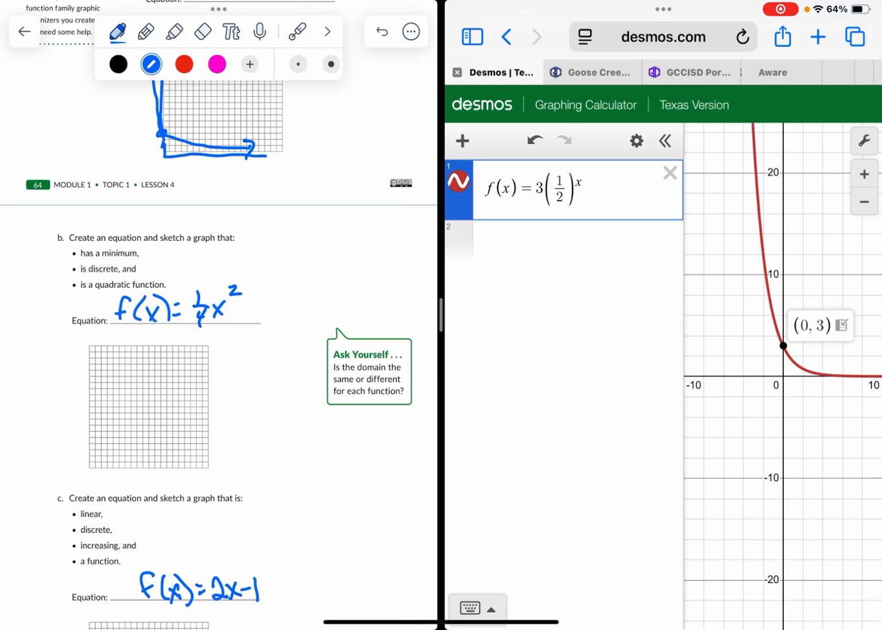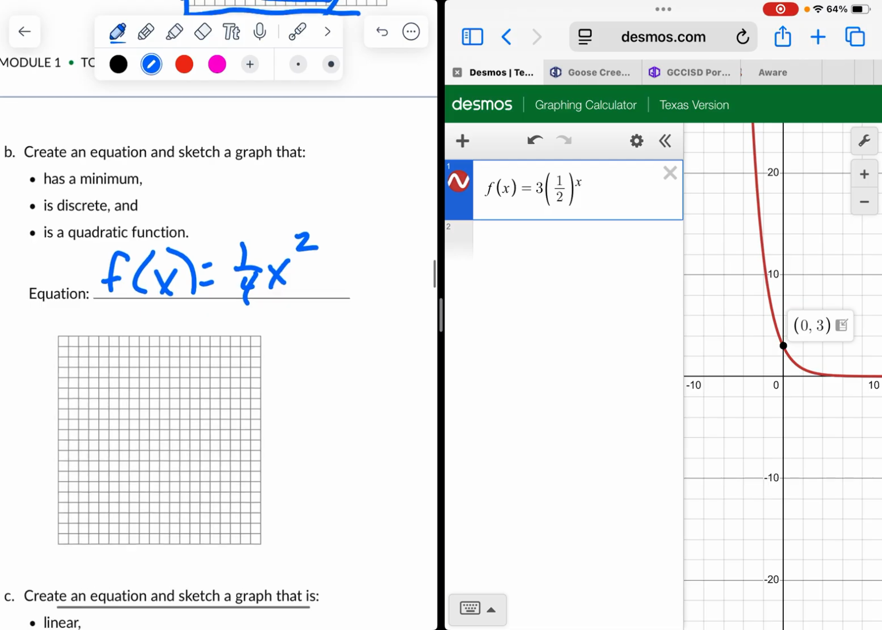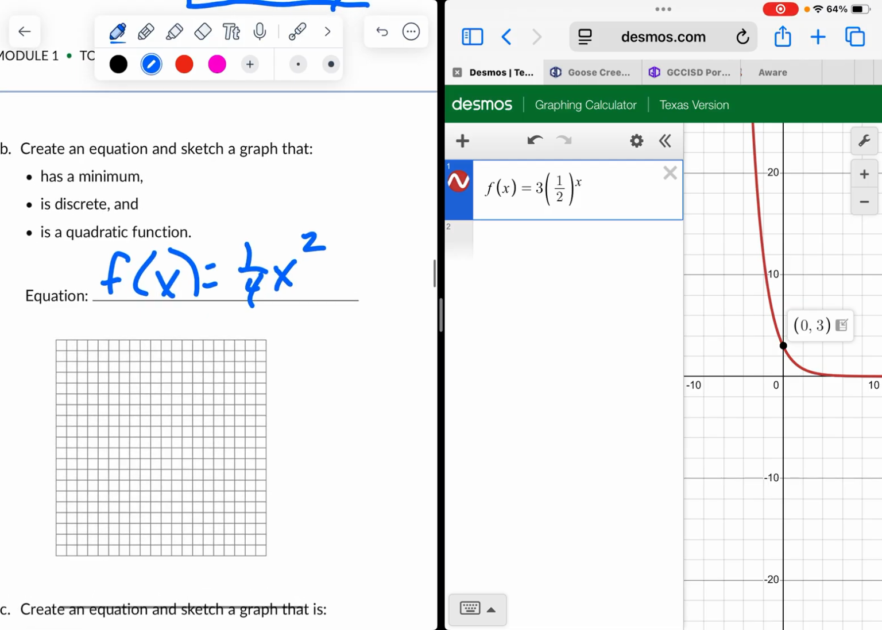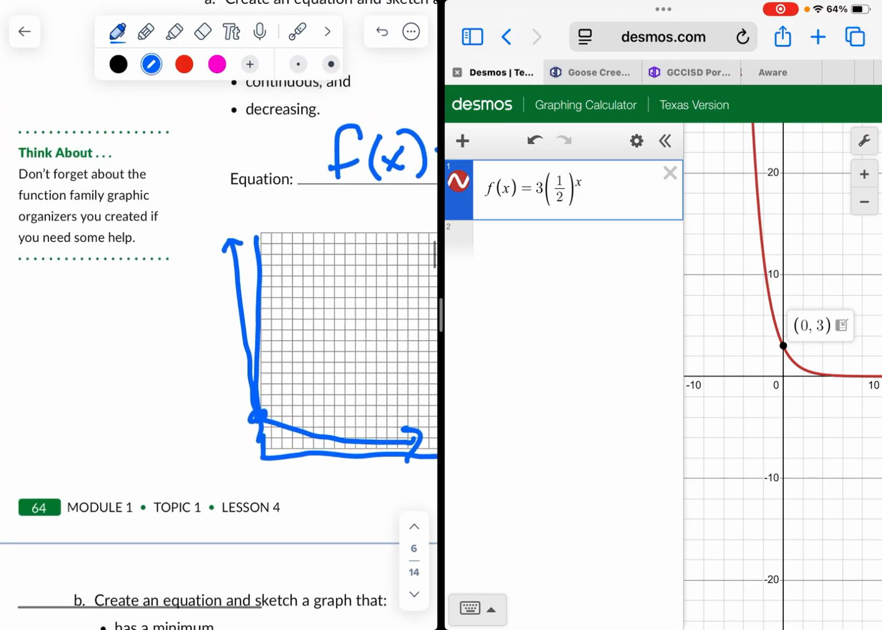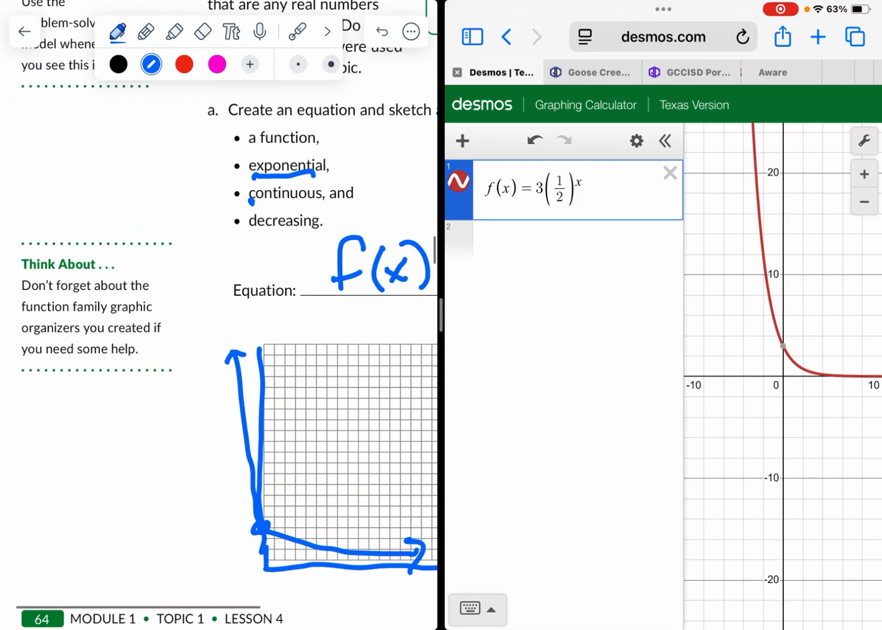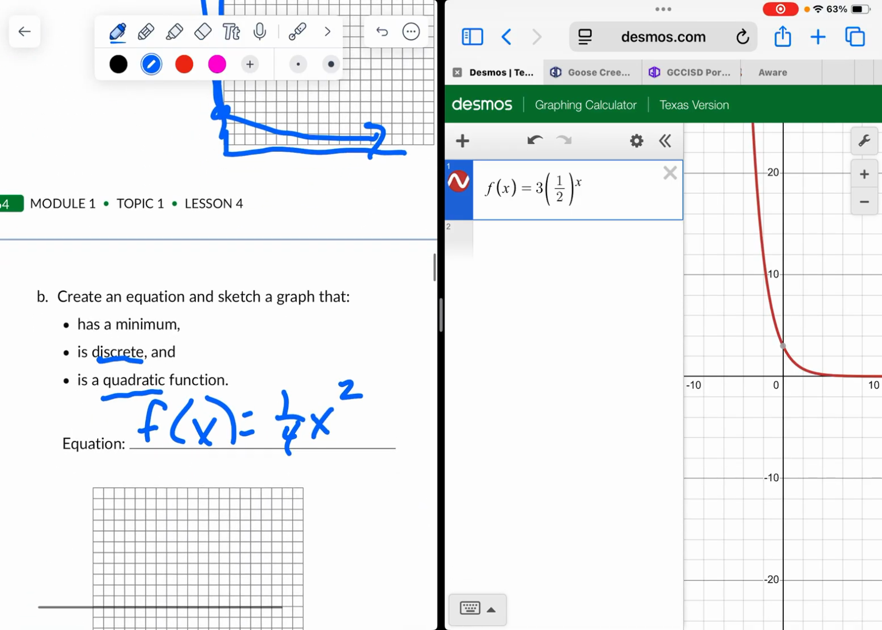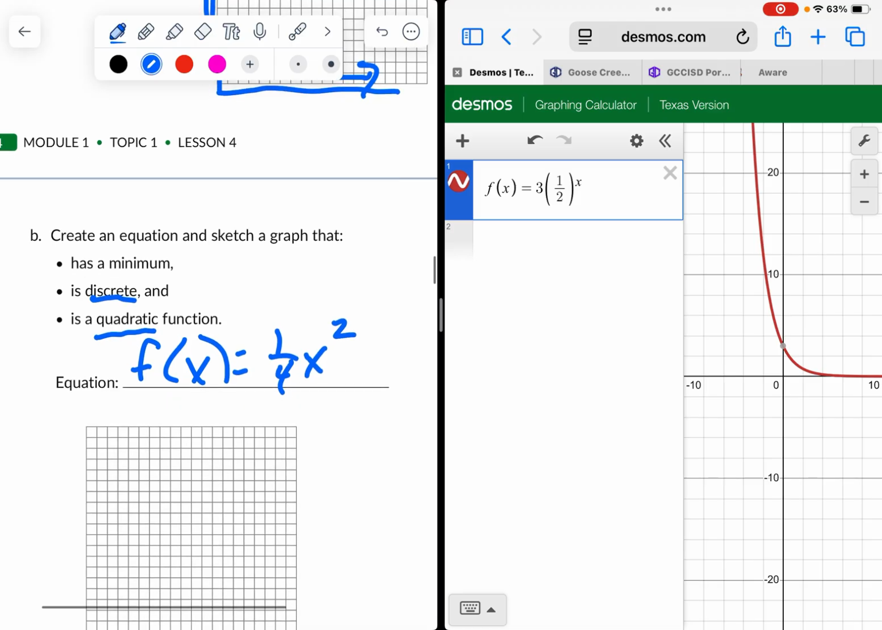Okay, this next one, I guess maybe I should have drawn the x and y-axis down the middle. This next one we are going to create, this one's going to be a quadratic. Now, the last one said continuous, didn't it? It said continuous. Okay, this one says discrete, which means I am not going to draw a smooth line. It's going to have a minimum. That tells me it's going to want one of the ones that has the point at the bottom.